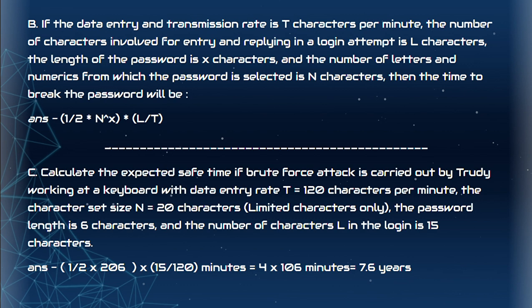Question number C is: calculate the expected safe time if a brute force attack is carried out by a person working at a keyboard with data entry rate T equals 120 characters per minute. The character set size N equals 20 characters, limited characters only. The password length is 6 characters and the number of characters L in the login is 15 characters. So the answer is half into 20^6 into 15 by 120 minutes, which equals 4 into 10^6 minutes, which equals 7.6 years. Let's move to the next question.